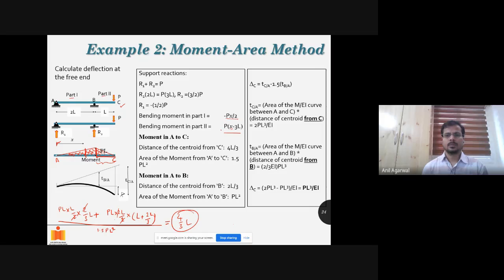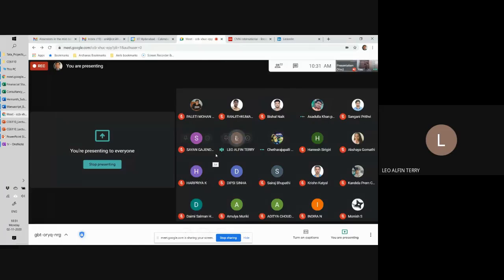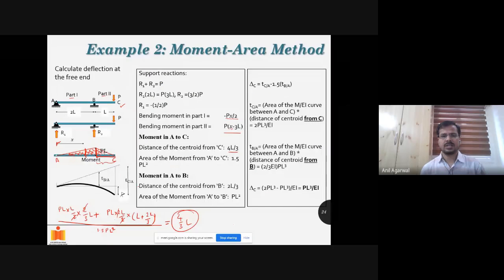Agreed? Are you guys still connected? Yes, sir. Okay. Yes, sir. So everybody is on board with this, right? So that is the distance of the total centroid from point C.